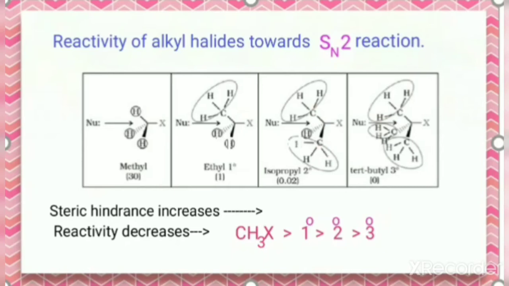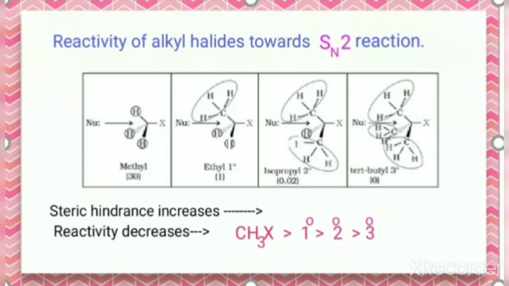So it is found that when the size of the group increases, we can say the hindrance increases. That hindrance is called steric hindrance. That means it is not easy for the nucleophile to attack the partially positive carbon because of the bulkier size alkyl group which is surrounding that carbon. So the greater the size of the alkyl group, the more difficult it is for the nucleophile to attack the partially positive carbon.